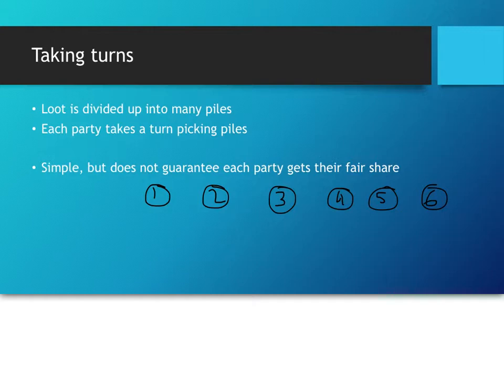And then each party takes a turn. So maybe I'll do this. I don't know why my sister and I keep coming up. I probably should give a different example. But let's take me and my sister. So who gets to go first? My sister picks pile 3. Okay? Then I pick pile 4. And then she picks pile 5. And I pick pile 1. And she picks pile 6. And then I pick pile 2. Now this seems logical, right? She got 3 piles and I got 3 piles.